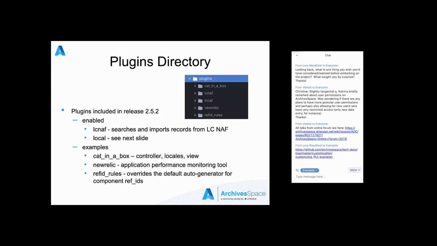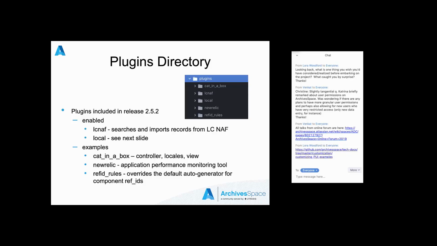So I'm going to talk a little bit about the plugins directory structure. For release 2.5.2 that went out earlier this year, there are two default enabled plugins in the release, and there are 3 examples. The 2 that are enabled are the LCNAF, which I think you have been hearing about in earlier discussions over today, and then there's the local plugin directory that I will talk about a lot more in the next couple of slides.